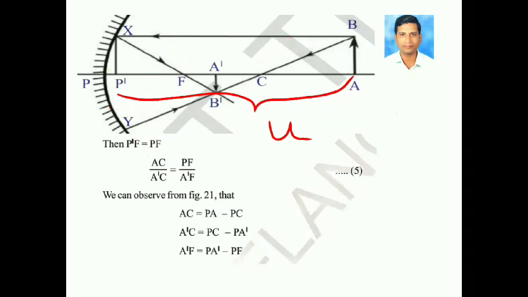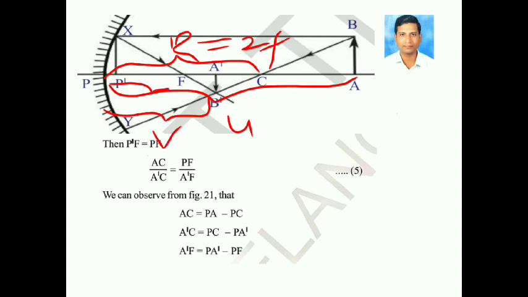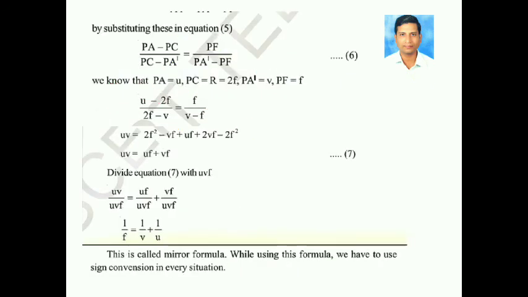Once again, PA is object distance u, PC is radius of curvature r which is equal to 2f, PA dash is image distance v, PF is focal length f. Substitute all these values in equation 6. We get u minus 2f by 2f minus v is equal to f by v minus f.